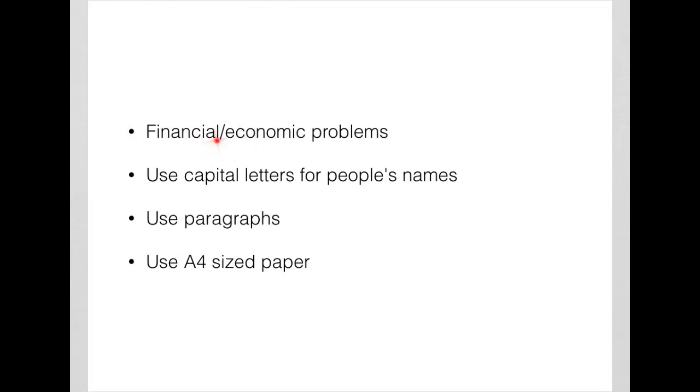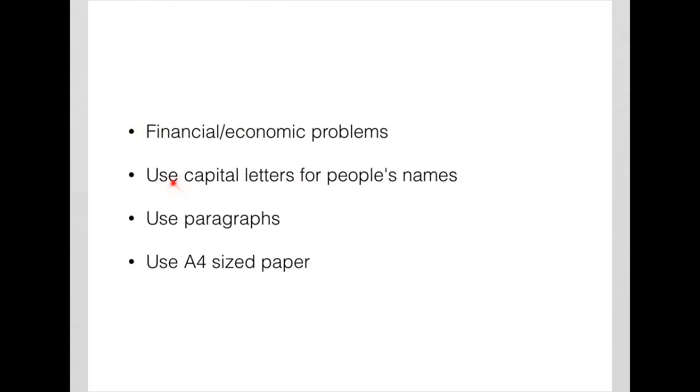Financial and economic seem to be mixed up by some people. Financial is on a smaller scale, it's more personal. Economic is on a bigger scale. For example, the economy of a country. So Tony probably would have financial problems. It's a more personal level, smaller scale.